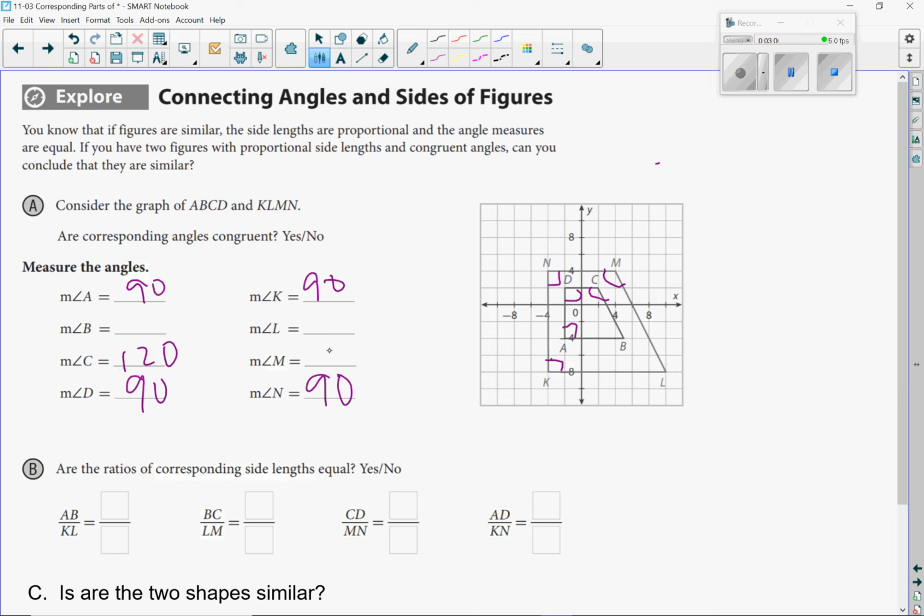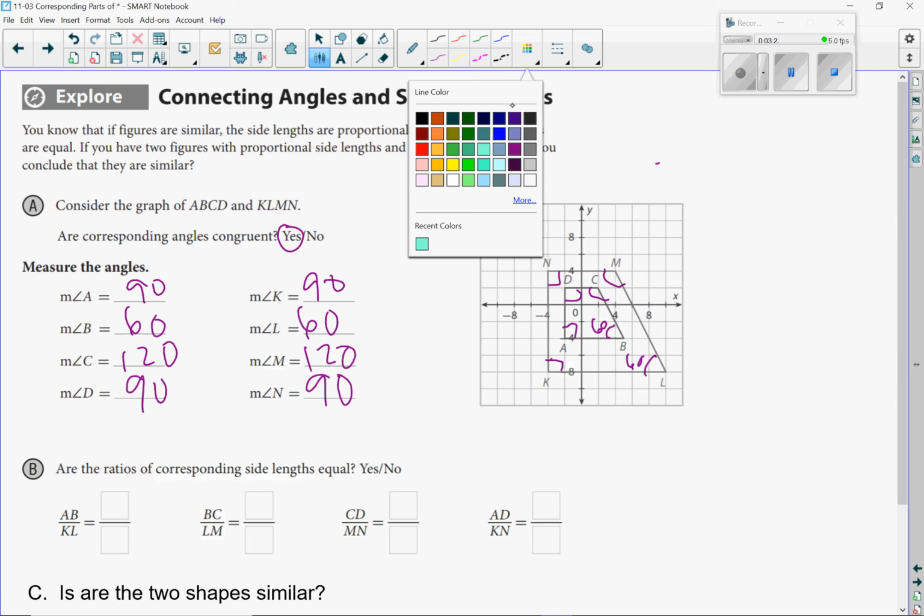So 120, 120. And then that would leave, because if you remember in a quadrilateral, all the angles have to add up to 360, that leaves 60 degrees for L and 60 degrees for B, right? So 60 and 60. So are all the corresponding angles congruent? Yes. So the angles are congruent, but let's look at the sides. Obviously, they're not congruent because you can tell. Let's look at it. NM is a lot longer than DC.